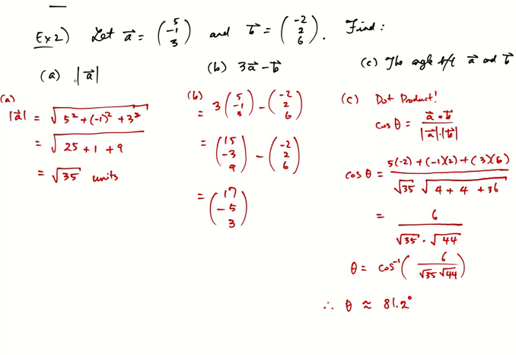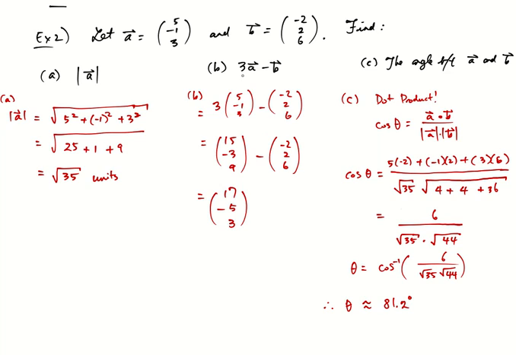Let's go back to part A. Find the magnitude of A. That seems pretty easy. I take my coordinates, square each of them, add them all up, and then take the square root, right? So I'm going to do 5 squared plus -1 squared plus 3 squared. Take the square root of that, I get root 35. That's going to be the magnitude of A.